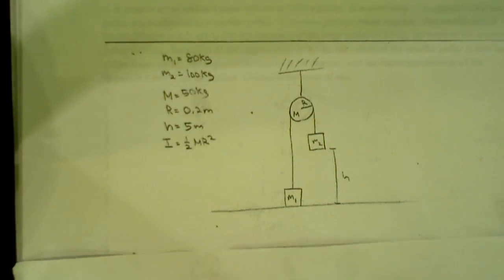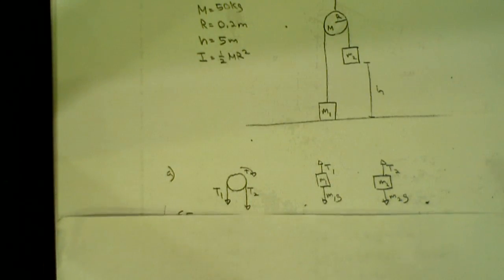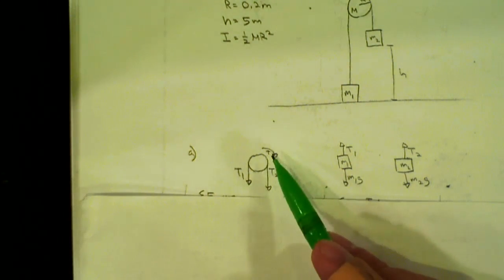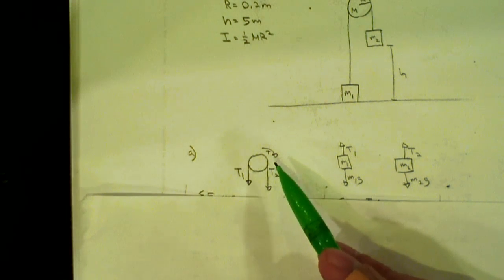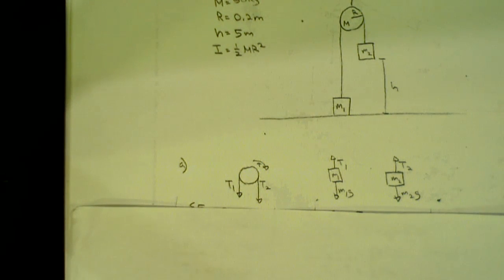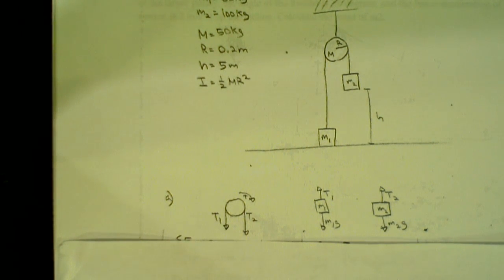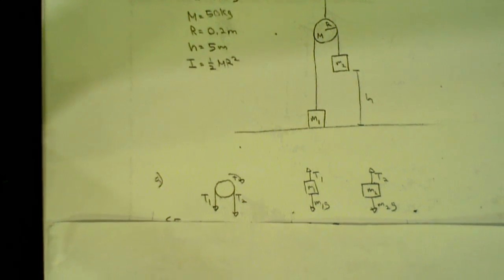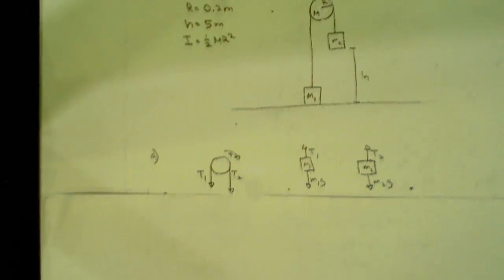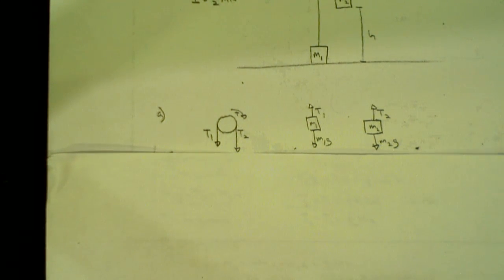All right, so to start off with, we need to choose a positive direction. So right here, I've chosen clockwise to be the positive direction. Note that it doesn't matter which way you choose. Typically, it's best to choose the way you think it's going to go. That'll get rid of negative signs if you're right. And so I believe it's going to go to the right because mass 2 is going to cause the acceleration. So that's why I chose clockwise as positive.